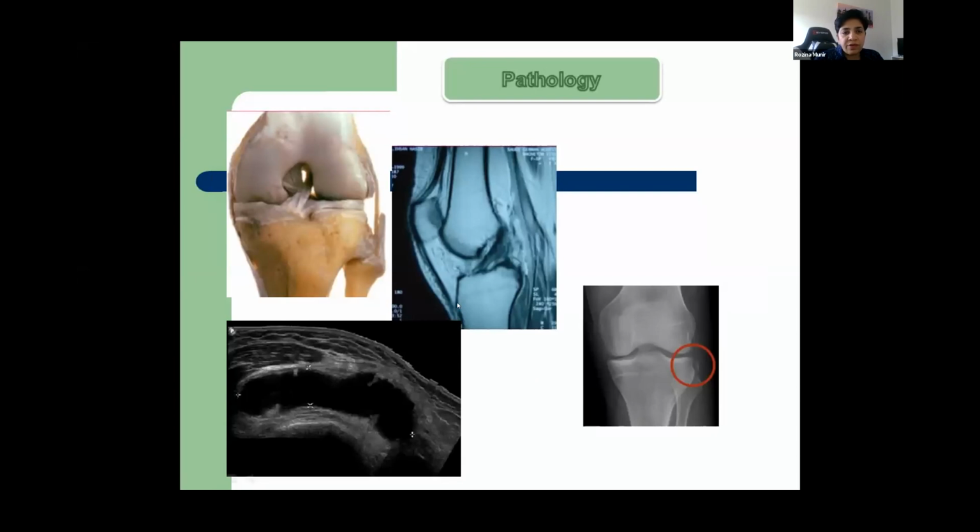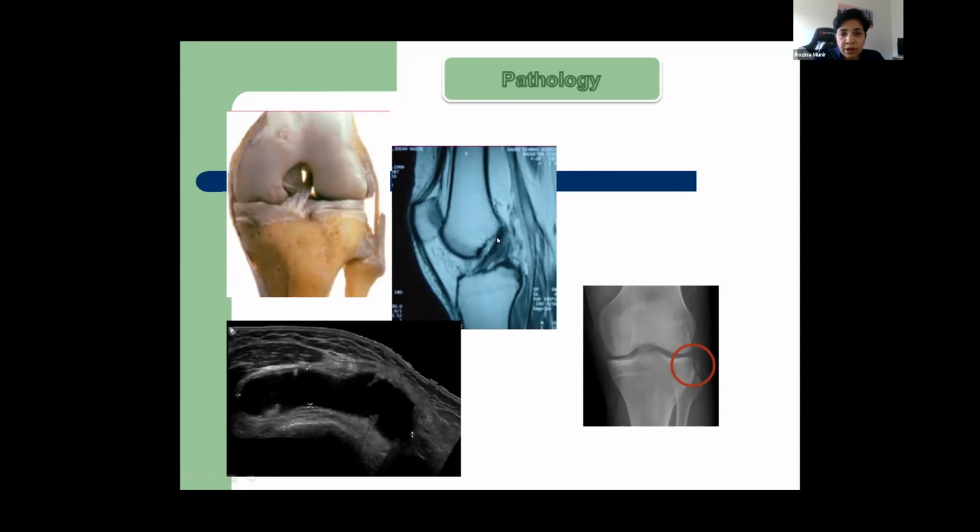So over here you see, as time passes, you start getting issues of the joint, of the knee joint. So obviously all these modalities are used for the diagnosis of the pathology.